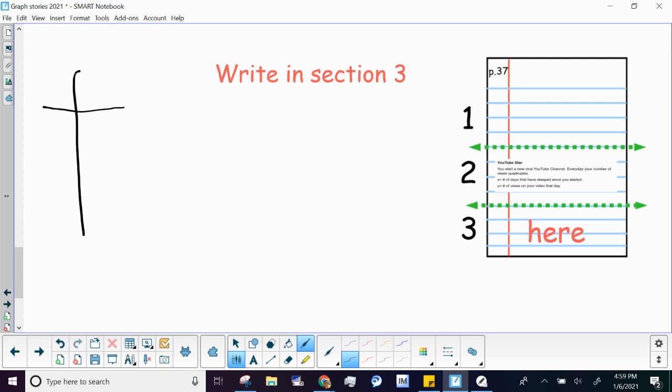Okay, and part of step 2 also says that we have to use words instead of X and Y. So this one, it told us number of days that have elapsed since you started. So I'm going to say number of days because all of that stuff is way too long. And then the Y was the number of views on your video that day. So I'm just going to write number of views. So step 2, done.